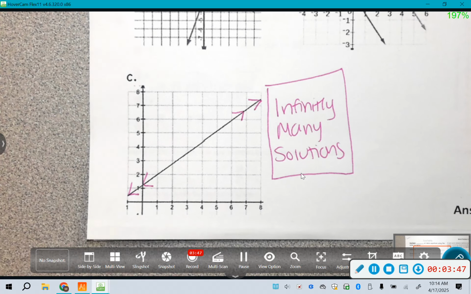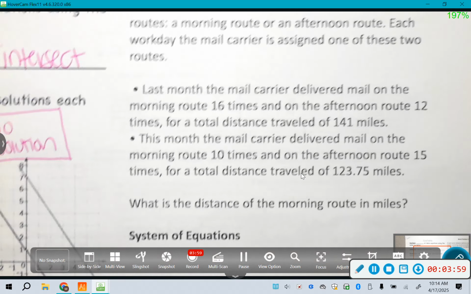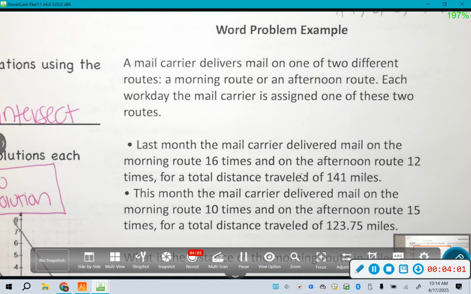Okay, so knowing that we're doing systems today, systems does usually have a lot of word problems, but it's not that bad. So we're going to do a couple together and then you'll have a practice. Word problem example. A mail carrier delivers mail on one of two different routes, a morning route and an afternoon route. Each workday, the mail carrier is assigned one of these two routes.